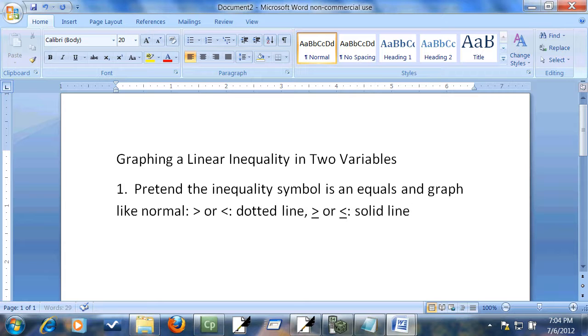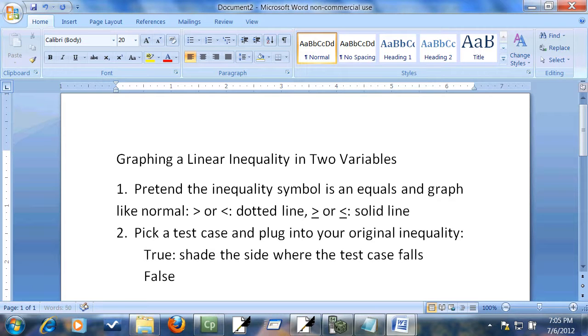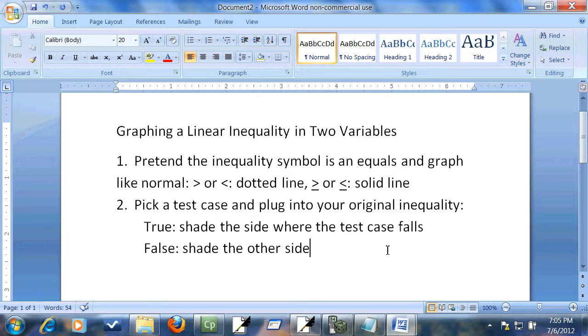Okay. Step 2. Pick a test case and plug it into your original inequality. And then if it's true, then shade the side where the test case falls. If it's false, shade the other side. So let's see what we're talking about here.